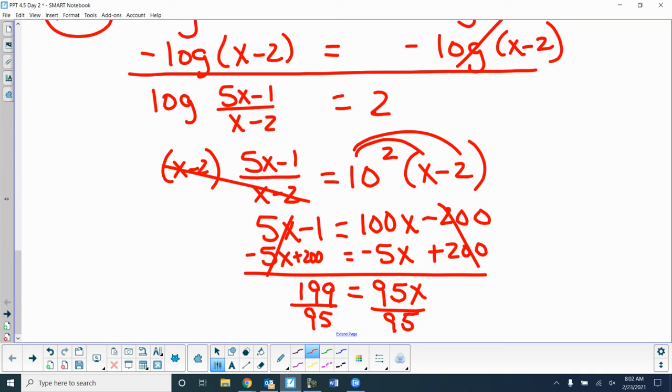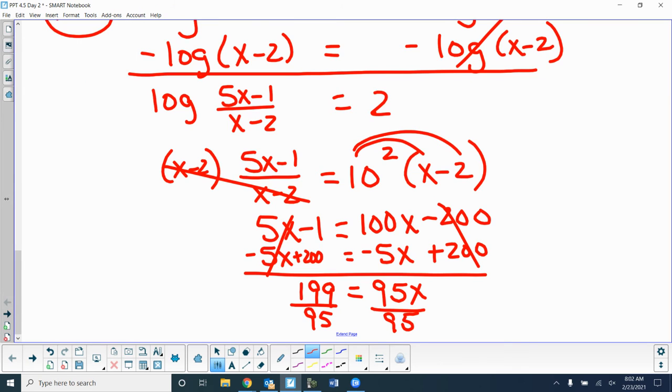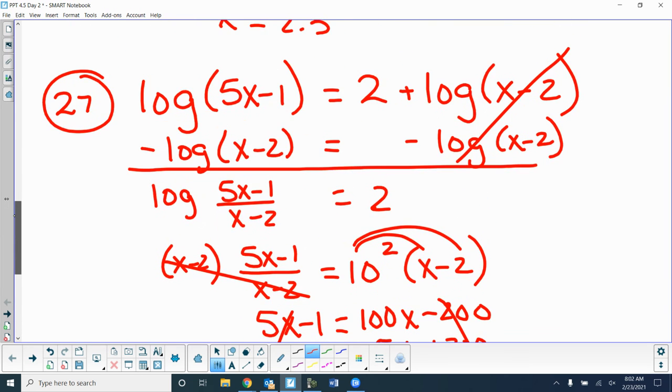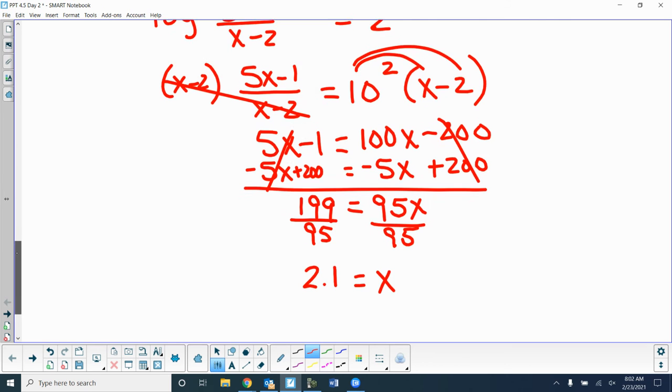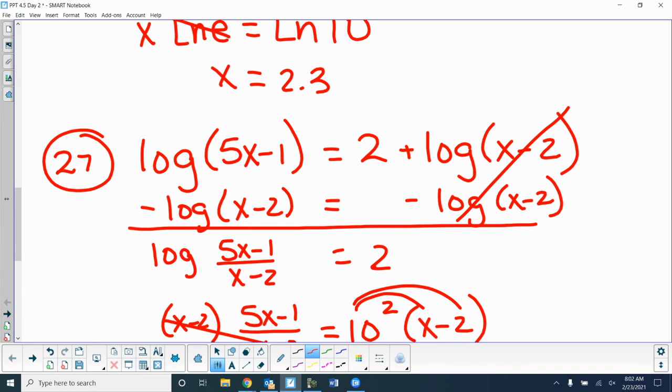So I don't think that reduces. If you want to find out what the fraction is, you can. I'm sorry, decimal: 2.1 if we round it. So that's number, what was that? 27. Okay, so that was a little different than what we had. I didn't give you an example with a log and a number.